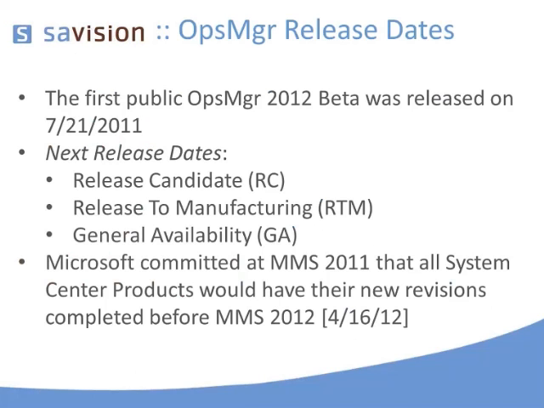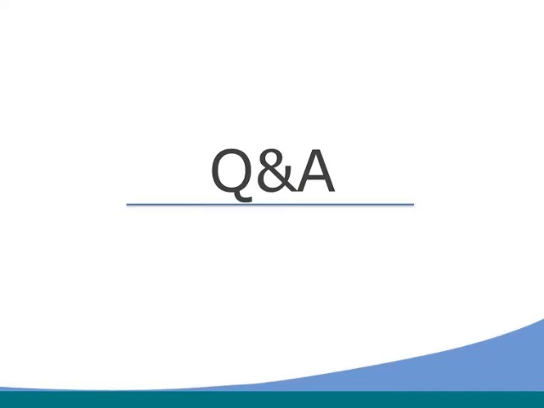All right, I didn't hear all the groans in the audience because I know all your audios are muted at this point in time. Quick recap in terms of where we're at from a release dates perspective. First public release of Ops 2012 beta was 7/21. We're still expecting a release candidate. My gut feeling on that is very, very soon. Then RTM, as well as general availability. Microsoft did commit again at MMS 2011 that all System Center products would have their new revisions released before MMS 2012. And let's go straight to Q&A.